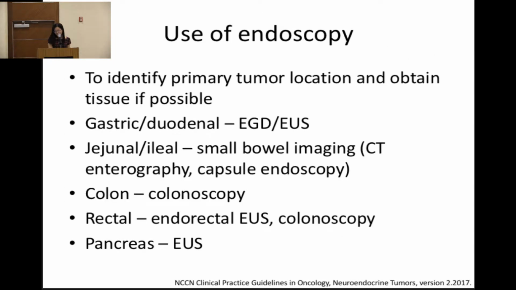In terms of endoscopy, again, it's to identify the primary site and obtain tissue if possible. There are different types of endoscopic techniques, but for gastric, duodenal, and pancreas, typically EUS and EGD are used. For small bowel, there are some modalities for small bowel imaging, such as capsule endoscopy. Colonoscopy is probably done in most patients to look for colonic lesions.